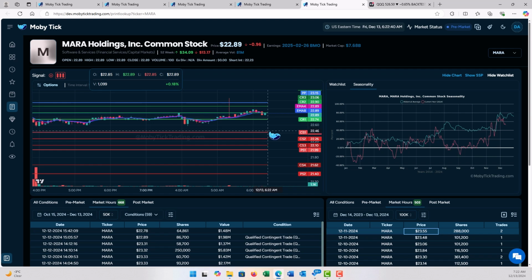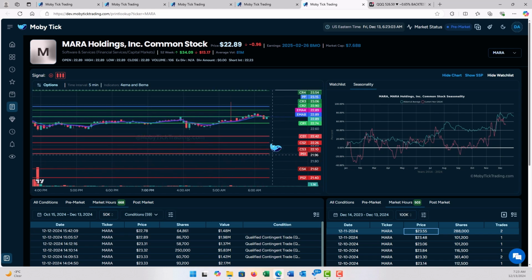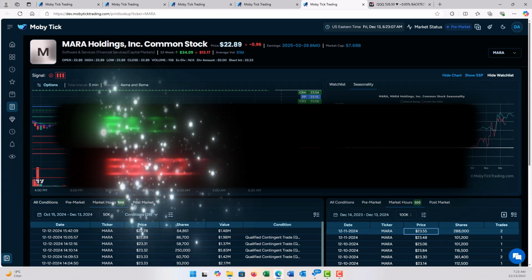This would make a lower low, and then we would follow these down, 22.42, 22.26, and then 22, 21.64. We just have to be careful of these, but 22 is a major level, and if we don't hold that, then we've got room to come down to 21.62, 21.40. All right, so there are your bullish and bearish targets for MARA.